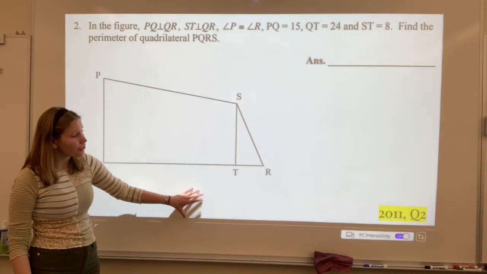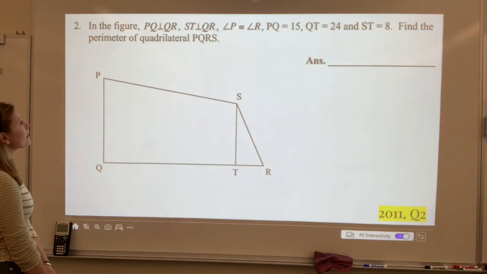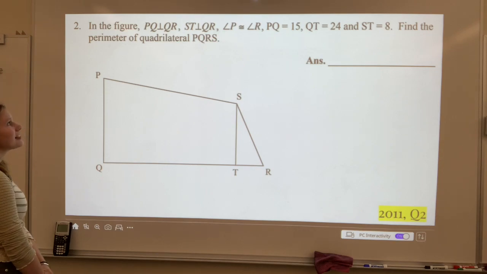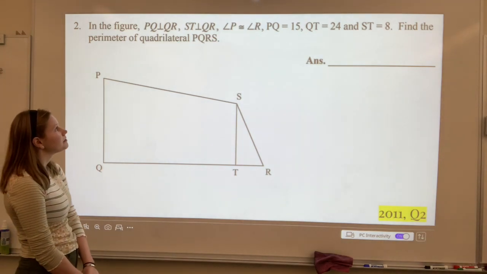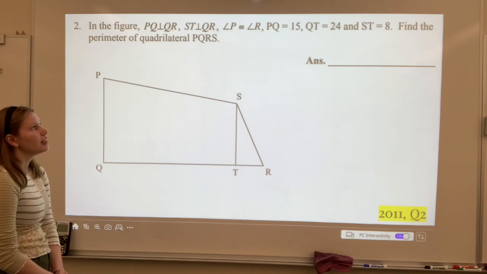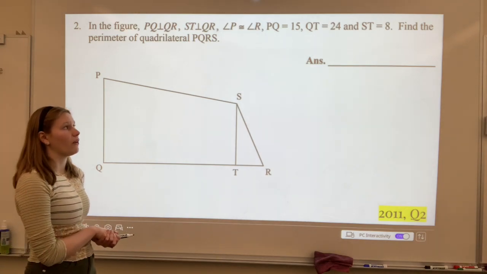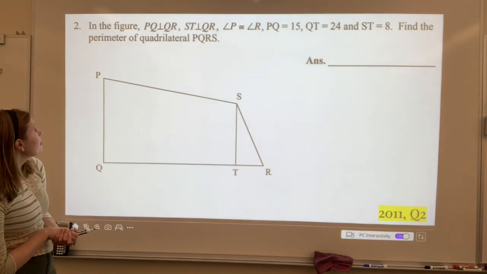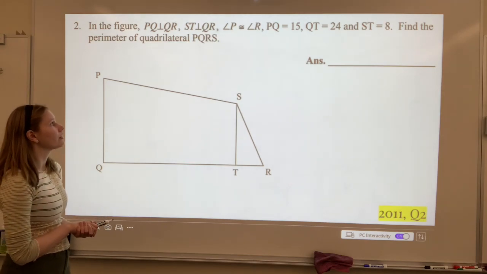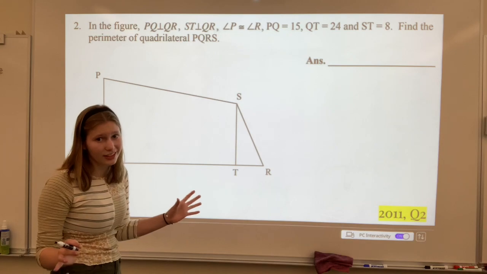All right, here is our first 4-pointer of the video. In the figure, PQ is perpendicular to QR. ST is perpendicular to QR. Angle P is equal to angle R. PQ is equal to 15. QT is equal to 24. And ST is equal to 8. Find the perimeter of the quadrilateral PQRS. So that was a lot of information.